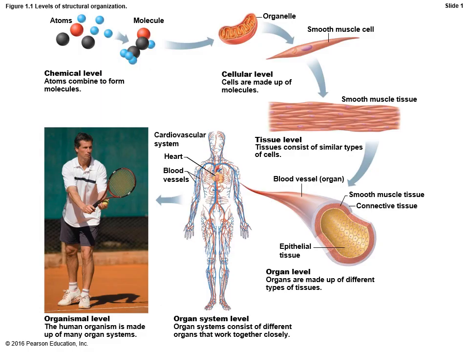So if we look at the image that we have on figure 1.1, we see that the human body, just on the organism level, is just a compilation of smaller parts, such as the body systems, the organs, and the tissues that come into play.